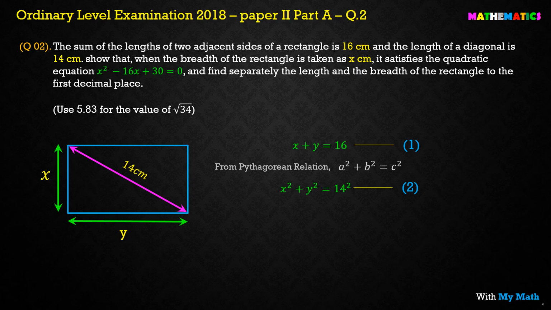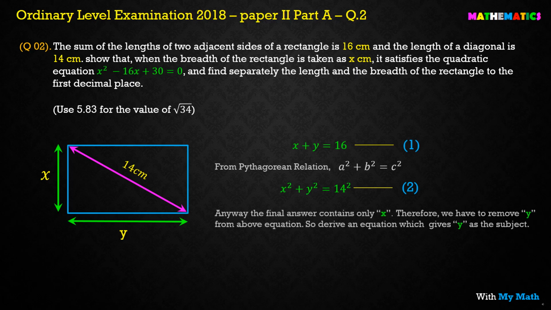Now we have two equations for the two unknowns. This is important: the final answer contains only x. Therefore, we have to remove y from the equations. Why am I going to substitute y in equation 2? Because in equation 2 there is an x square term, and that is important to reach the answer given in the question. That's why I substitute y in that second equation.